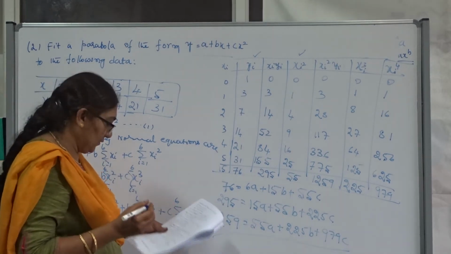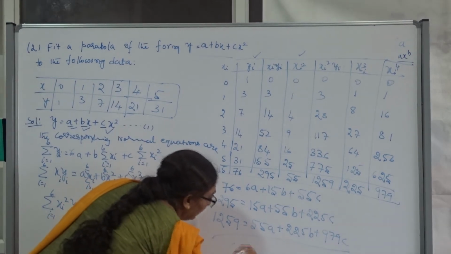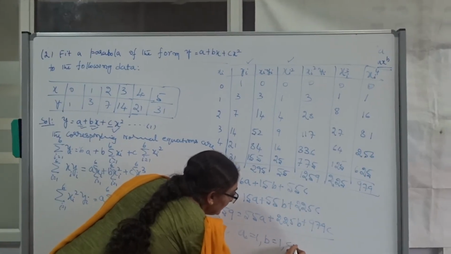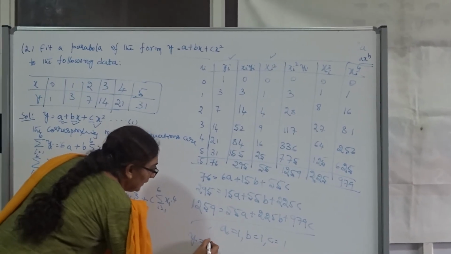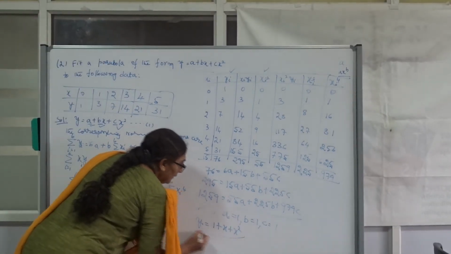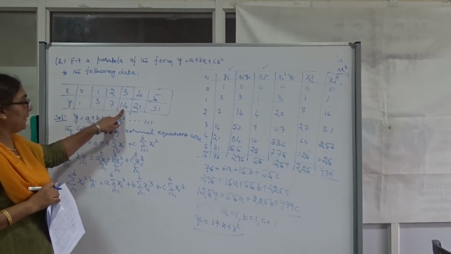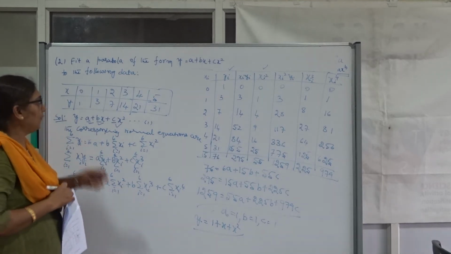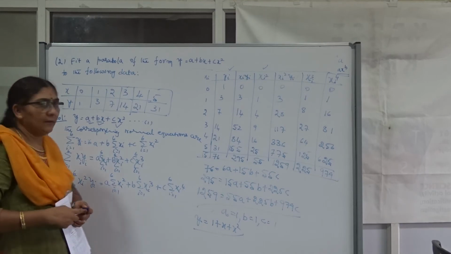Once you solve these equations, finally we get the values a equals 1, b equals 1, c equals 1. Therefore, we get y equals 1 plus x plus x² as the required best approximation equation to the given set of data, the parabola, by using the method of least squares. This is a way to find the best approximation equation to the parabola by using the method of least squares.